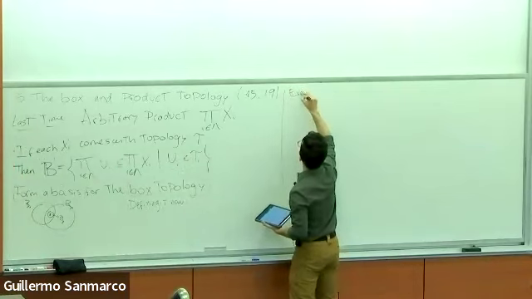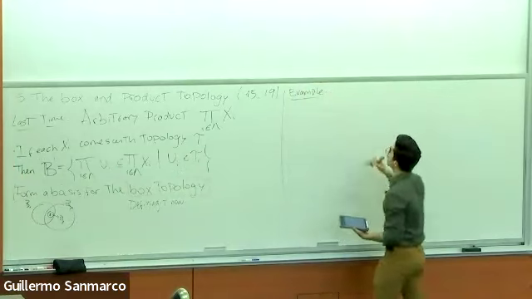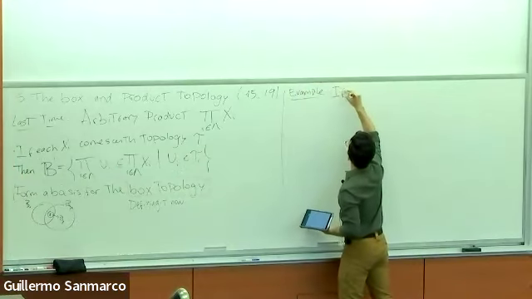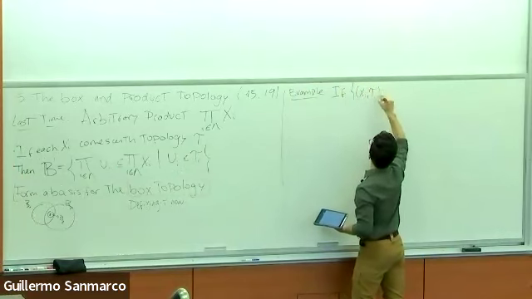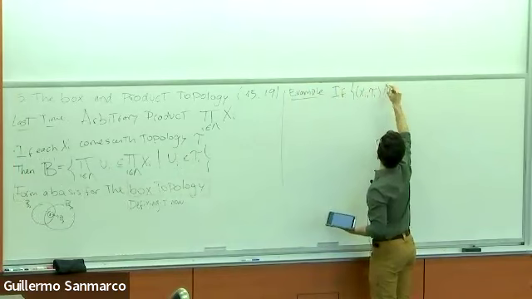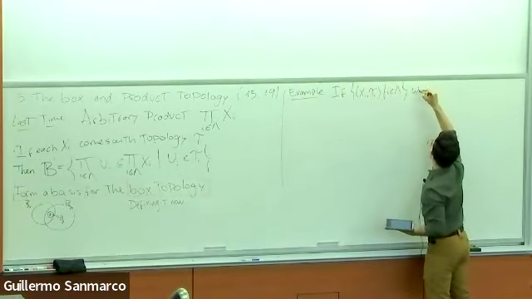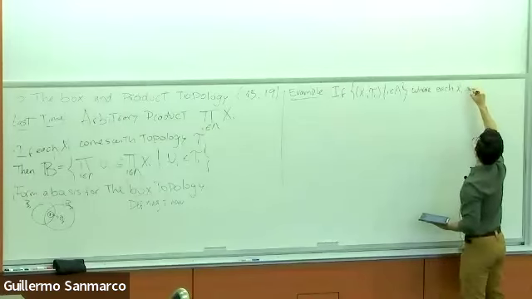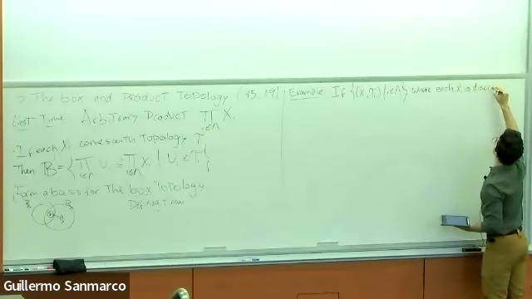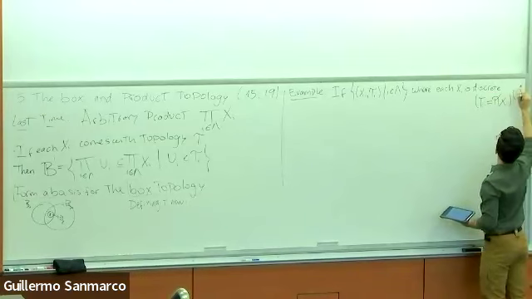Now let's start with an example. Example here, very easy. If you have a collection (X_i, T_i), let's say here we have an index set Z, and assume each X_i is discrete. So what I mean by this is the topology is the discrete one, the power set. Everything is open.